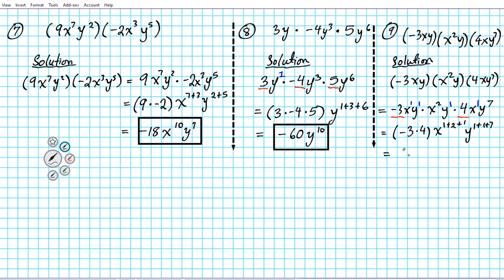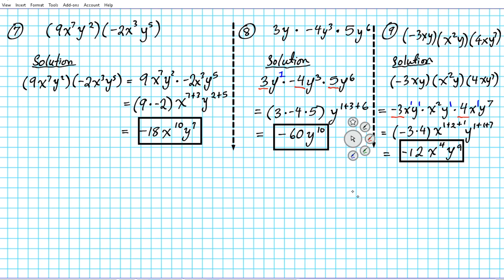Okay, so 3 times 4 is 12, so we have negative 12x to the 1 plus 2 is 3. 3 plus 1 is 4. So x to the 4th. And then for the y, 1 plus 1 is 2. 2 plus 7 is 9. The answer to question number 9 is negative 12x to the 4th, y to the 9th power.